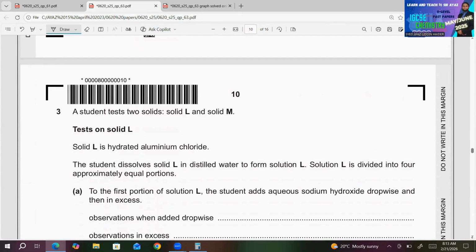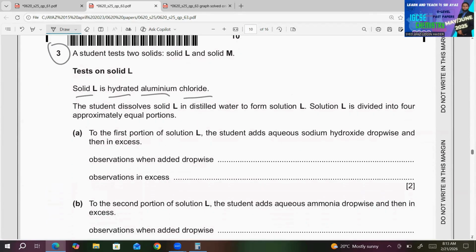Going to question number 3. A student tests two solids, solid L and solid M. Test on solid L. Solid L is hydrated aluminum chloride. The student dissolves solid L in distilled water to form solution L. Solution L is divided into 4 approximately equal portions. A. To the first portion of solution L, the student adds aqueous sodium hydroxide dropwise and then in excess. Observations when added dropwise and observations in excess.